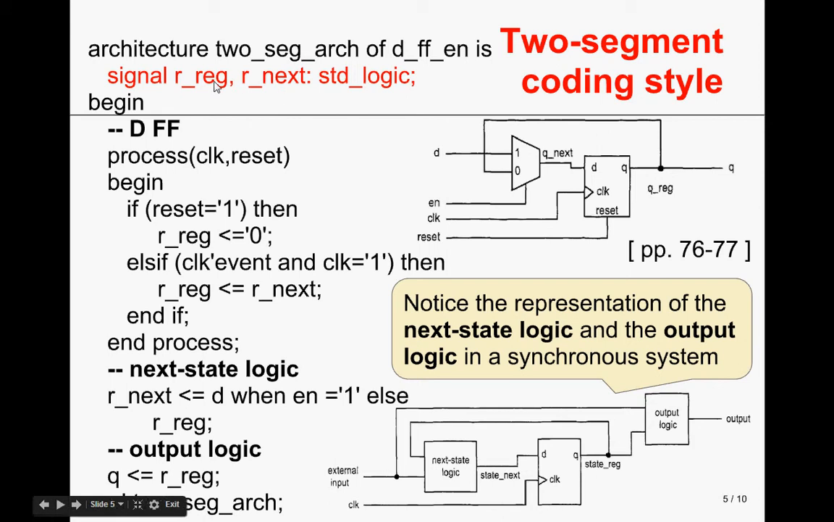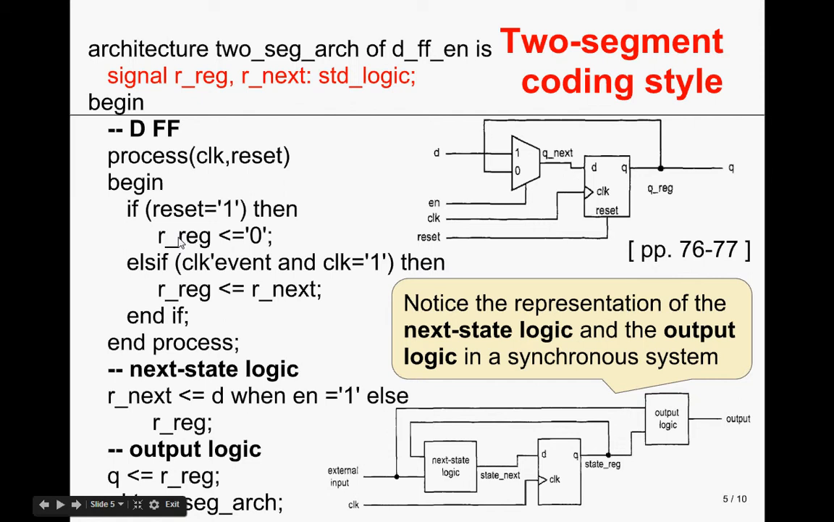Well, in this case these are signals of the standard logic type, and I should call your attention to the fact that the book uses the Q_reg and Q_next names in the diagram, but then in the VHDL listing they are referred to as R instead of Q. Apart from that, you shouldn't have any problem understanding this description. So what we are saying here is that this process depends on clock and reset. Again, if there's a transition in the clock or a transition in reset, then this process will execute.